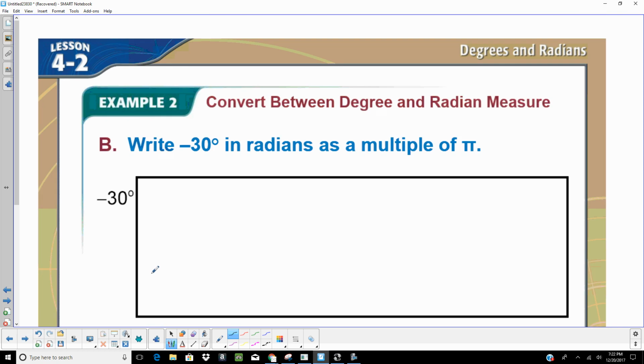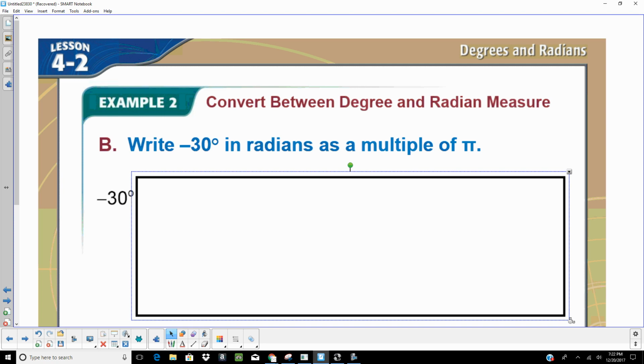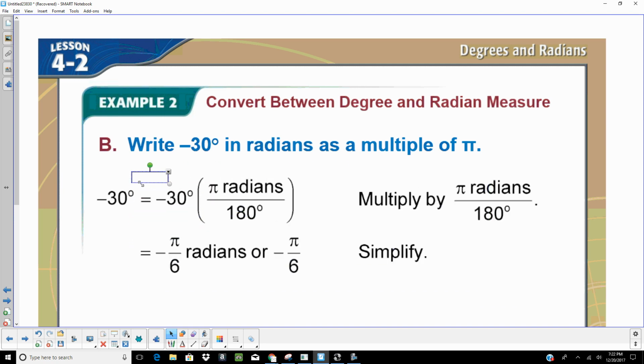Let's go ahead and do a negative. So we've got negative 30. Take a second and ask yourself, is this going clockwise or counterclockwise? It would be going clockwise. But we're going to do the same thing: 30 degrees multiplied by pi over 180.